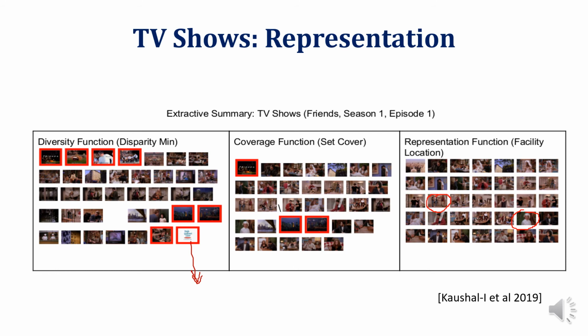This is exactly where representation can step in. Of course, representation with some amount of diversity and coverage, so you can kind of guess what the frames would be that would get selected. I mean, something like this, and some frame like this, which basically captures 2 people and 1 person, and so on. So you're trying to get a representative canonical subset.